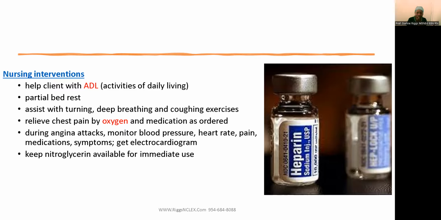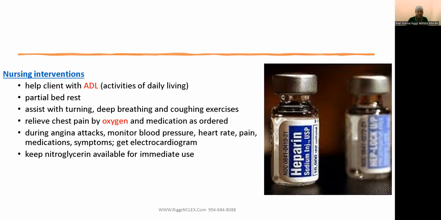So we, the nurse, everybody is going to be helping this client with their activities of daily living. We don't want them doing things that are going to cause them to be in this state. So the commode right by the bed. Even eating sometimes exhausts clients. Okay, they're on bed rest. We assist them with turning, deep breathing, coughing. They have oxygen. We give them their medications on time. We don't want to overexert the heart.